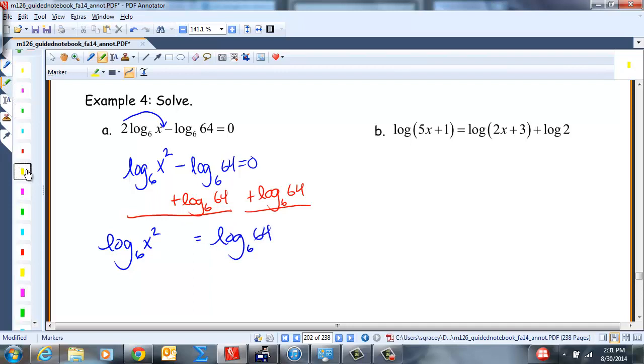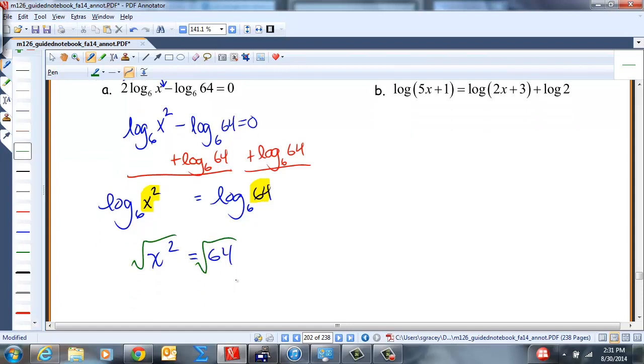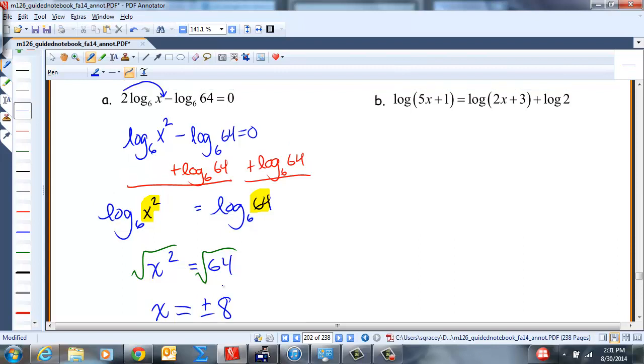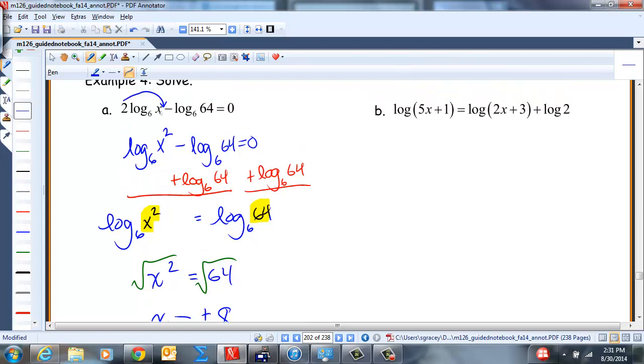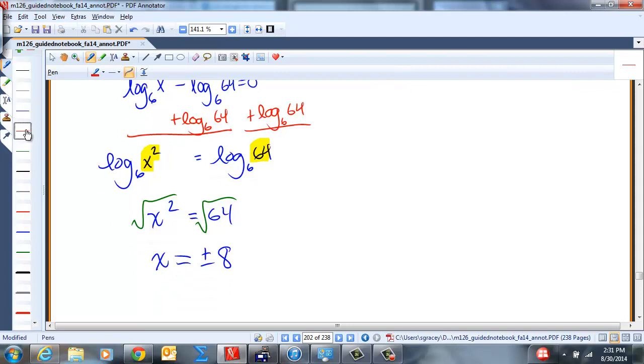So what must be true? We have a single log on each side. They're both base 6. The coefficients are 1. So therefore, we equate the inside of each log to each other. So x squared is 64. So if we square root both sides, we would get x is equal to plus or minus 8. But if you look at the original, negative 8 is not going to work. So we have to exclude the negative 8. That one's extraneous. So the only solution we get is positive 8. Okay?